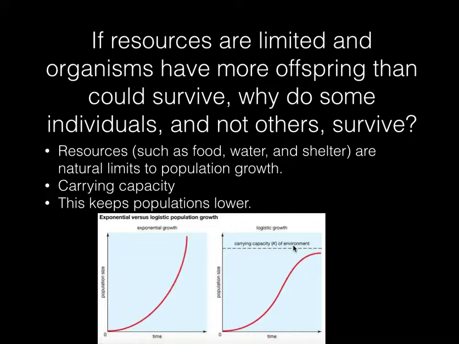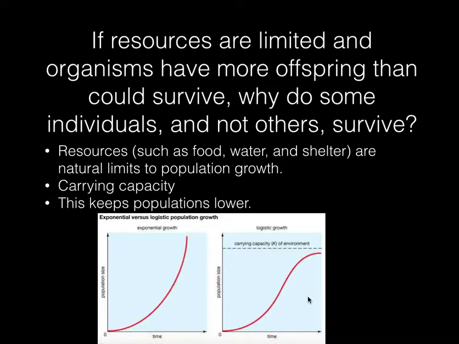So let's say a population of hawks is growing exponentially. It's growing exponentially because it has plenty of prey. So let's say there's a mouse population down here.